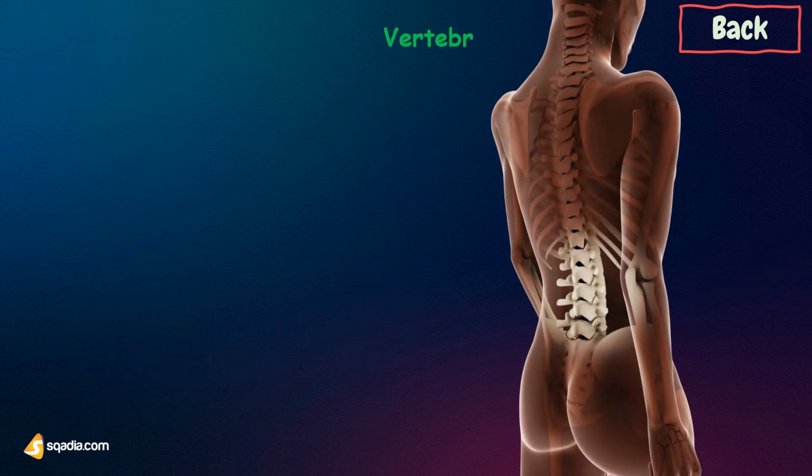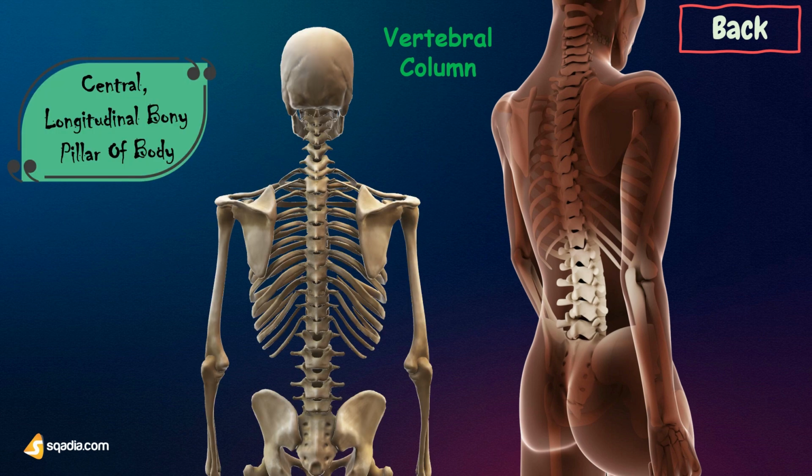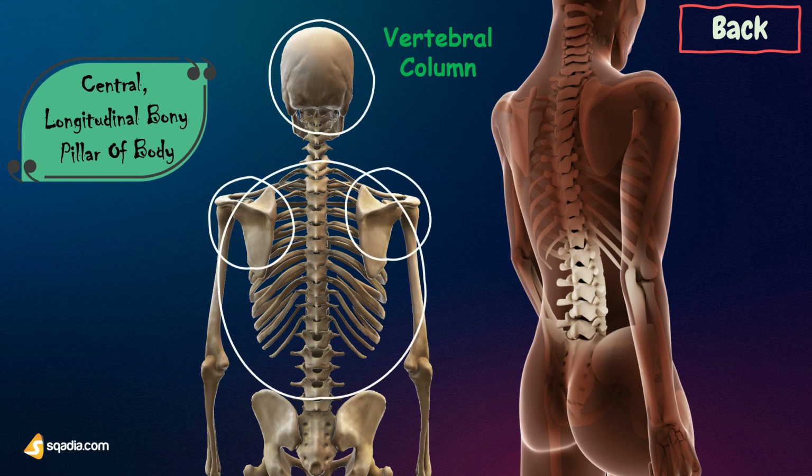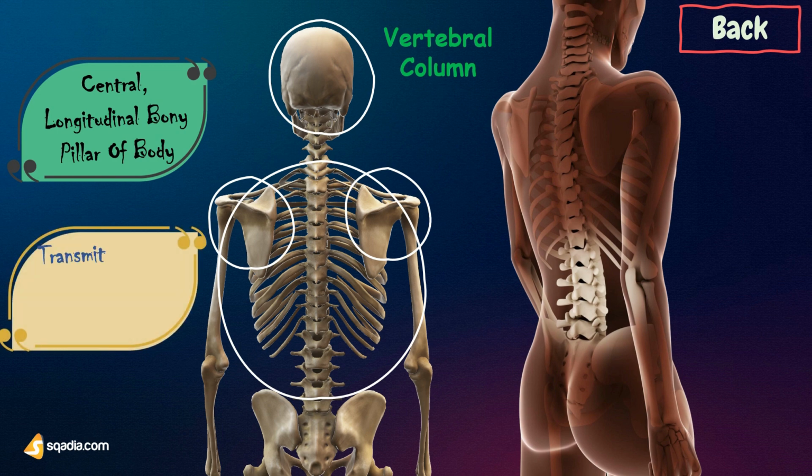Beneath the layer of these muscles, the back consists of a bony structure known as the vertebral column. The vertebral column is the central longitudinal bony pillar of the body. It supports the skull, pectoral girdle, upper limbs, and thoracic cage, and by way of the pelvic girdle, transmits body weight to the lower limbs.